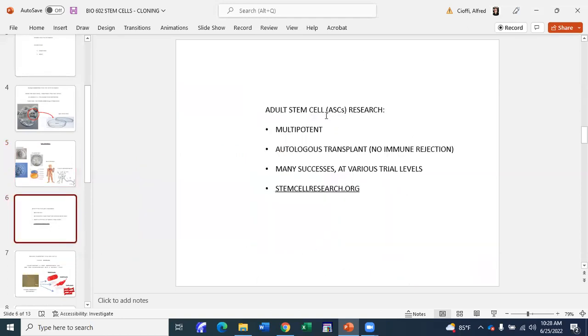Here we go. They're known as ASCs. And first of all, they are not pluripotent, they're multipotent, so they're more restrictive in their potential for curing and healing. However, they can be autologous, in other words, obtained from the same patient who needs them. And so there's no immune rejection. That's one of the downsides of embryonic stem cells.